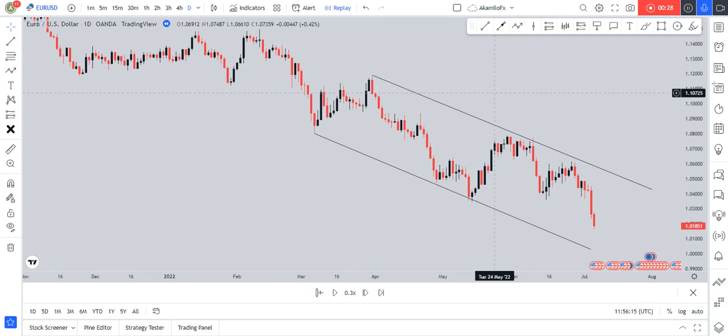Before we go into the trend trading strategy, you need to identify your trend direction. First, you need to identify your trend direction.